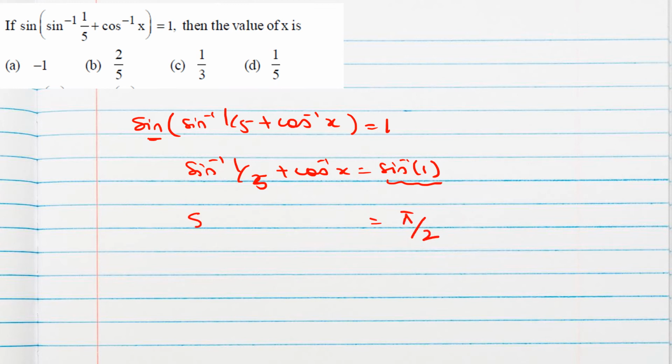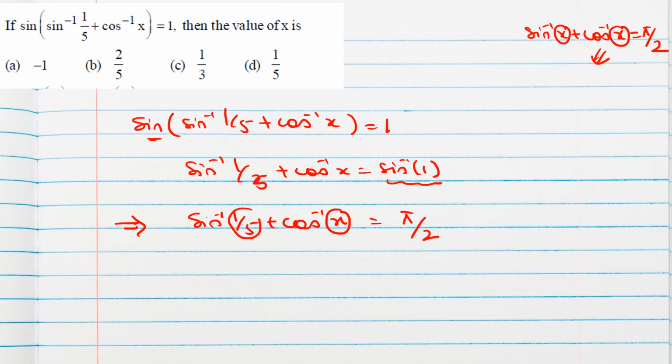So we have one property. That property says sine inverse x plus cos inverse x will be equal to pi by 2. So both angles should be same. So if we compare this with our expression here, this x should be 1 by 5. Then only the addition of both these inverse trigonometric functions will be pi by 2. Okay, so according to this property, our answer will be 1 by 5.